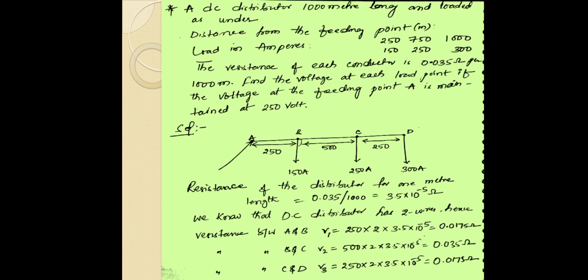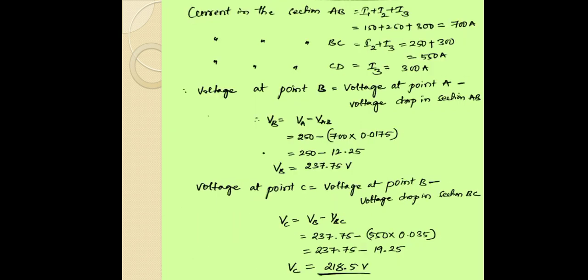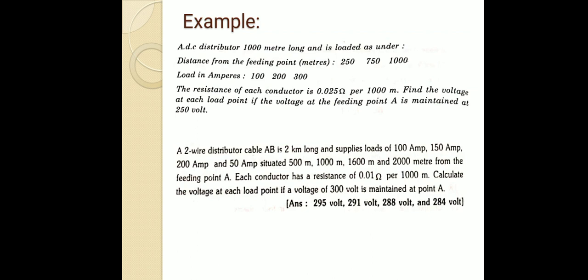So we determined the values as asked: find the voltage at each load point. At load point B we have 237.5 volts and at C 218.5 volts. So this is a distributor fed at one end. You may calculate examples according to these calculations. These are two examples you can practice at home.